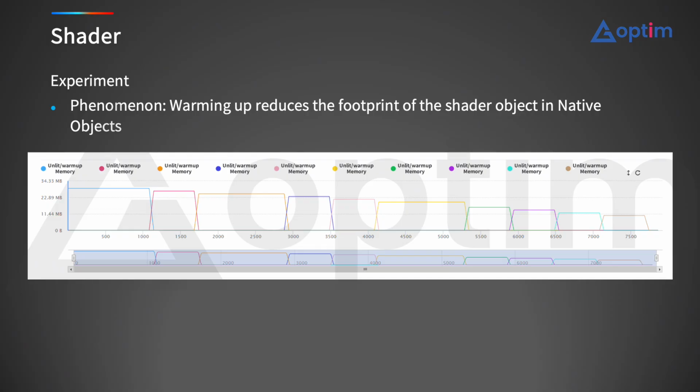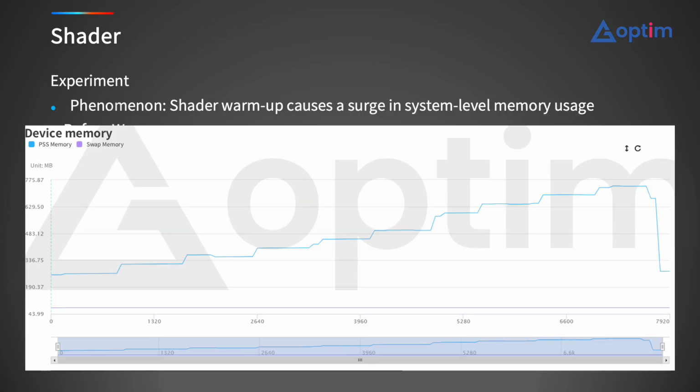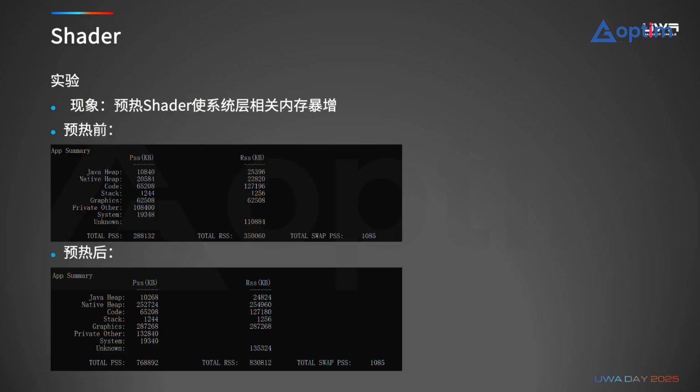This is what we mean by pre-warming causing a reduction in the shader's own memory usage. That is, it's likely that at runtime, during the shader.create GPU program operation, the memory information of the shader itself is transformed into the memory footprint required at runtime. Now let's look at the overall memory change during the pre-warming process. Returning to the perspective from our system-level tool, pay attention to the graphics section. First, native heap. It was only about 20 megabytes, but after pre-warming it rose to over 250 megabytes. Then graphics itself. It was only about 62 megabytes, rising to 287 megabytes.